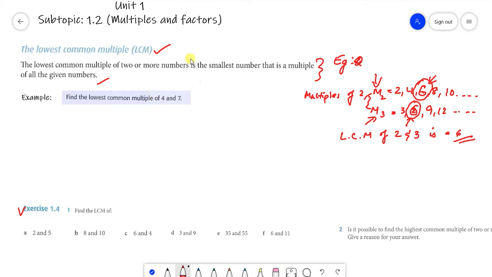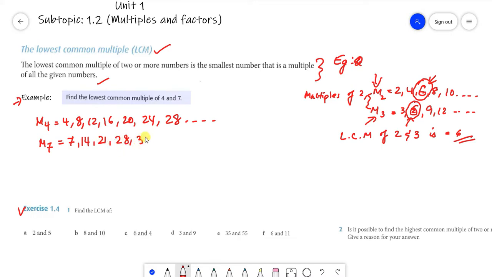So there is an example from the textbook. Find the lowest common multiple of 4 and 7. First we write the multiples of 4, m4: 4 1s are 4, 4 2s are 8, 4 3s are 12, 4 4s are 16, 4 5s are 20, 4 6s are 24, 4 7s are 28, and so on. The multiples of 7, m7: 7 1s are 7, 7 2s are 14, 7 3s are 21, 7 4s are 28, 7 5s are 35, and so on.